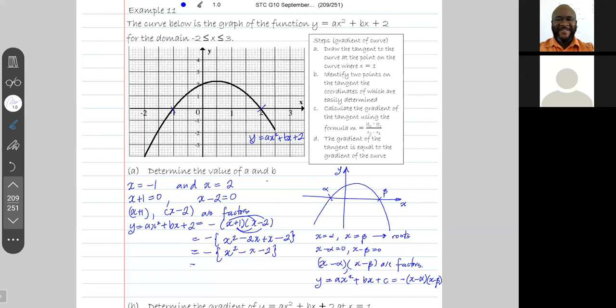Then give the negative sign. A negative times a positive is a negative x squared. Negative times a negative is a positive x. Negative times a negative is a positive 2.